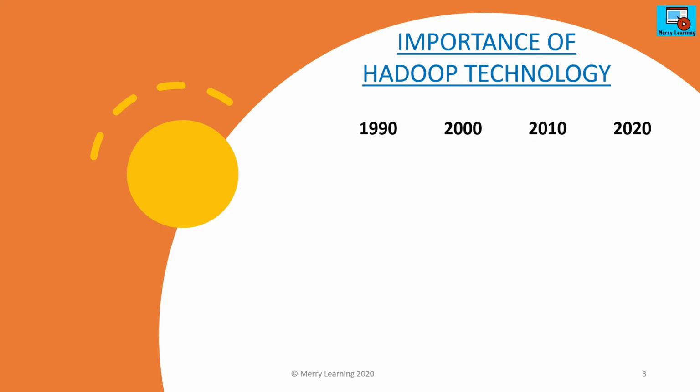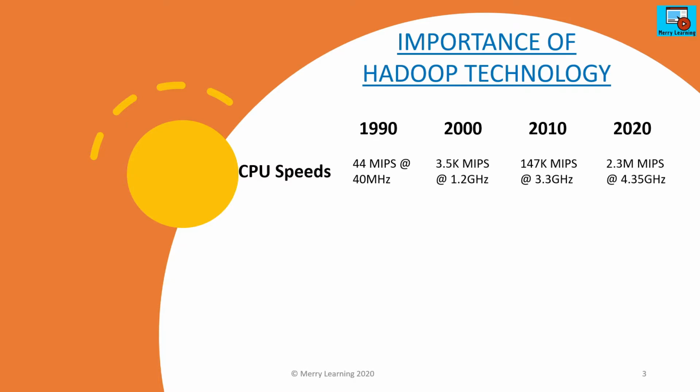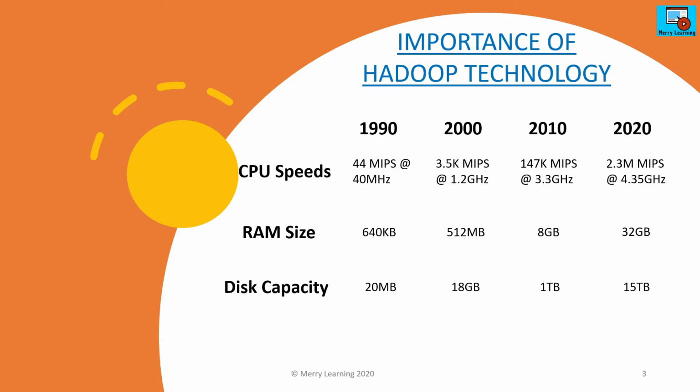Over the years, there have been tremendous improvements in the CPU speeds. Back in the 1990s, it was just 44 millions of instructions per second at 40 MHz that were executed. But now, it is almost 2.3 million MIPS at the rate of 4.35 GHz. Similarly, the random access memory size, the RAM size, which was just 640 KB, has grown to 32 GB these days. Same is the case with disk capacity as well. Right from just 20 MB, it has grown to 15 TB now. Please be noted that the values that I have put here are based on commonly available standards in the market.